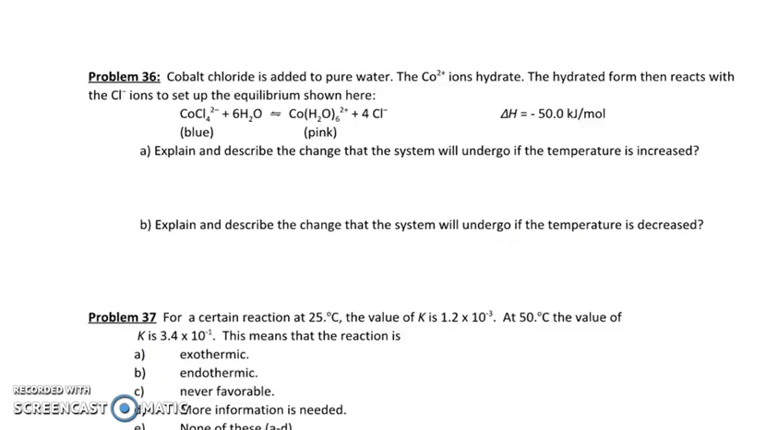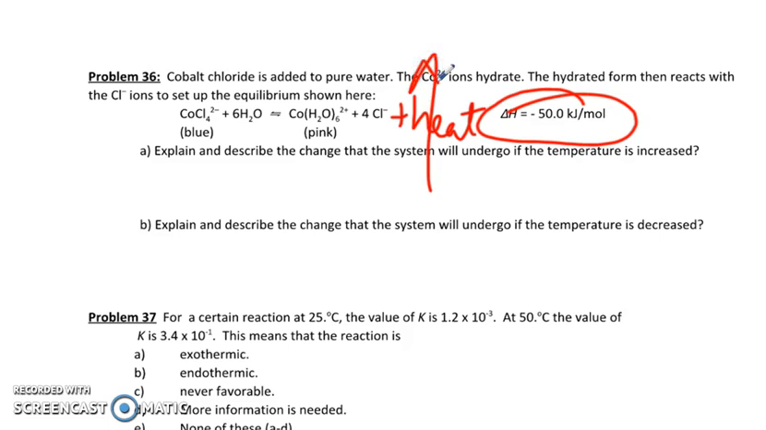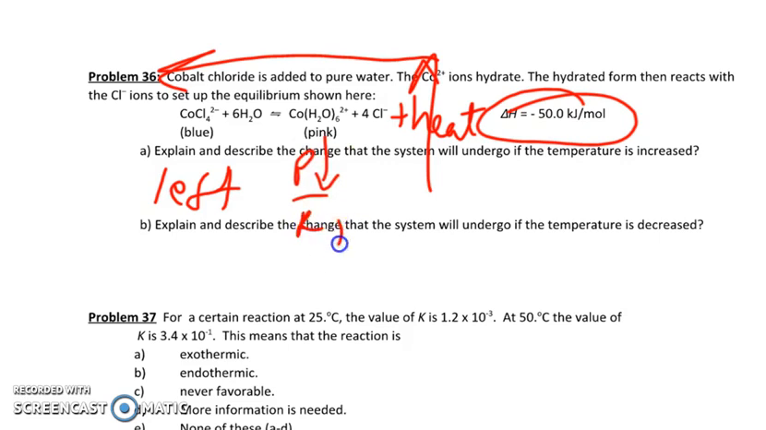Okie dokies. So cobalt chloride, it is the same experiment we already talked about before, but what has been added? We now know if it's endo or exo. So if delta H is negative, what do we know? Heat is a product. Because it's exo, heat is a product. So what happens if temperature goes up? If this goes up, how is it going to shift? To the left. If it shifts to the left, what does that mean? Well, products goes down, reactants goes up. What happens to K? Goes down.